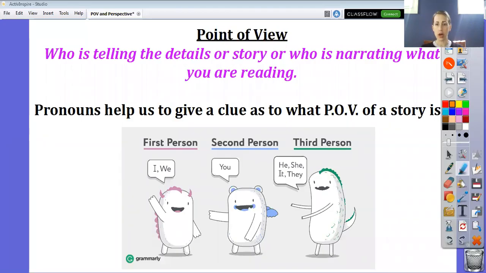Okay, so on our flip chart, you'll see that point of view is who is telling your story or who is narrating what you are reading. This could be a character, it could be an animal, it could be an outside narrator. And pronouns are something that we always look for when we're talking about point of view that help to give us a clue as to what point of view the story is told from.